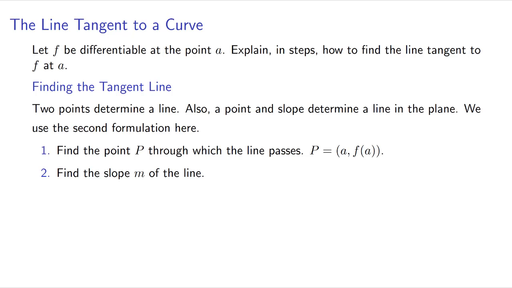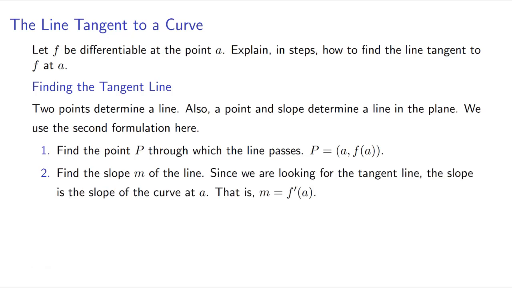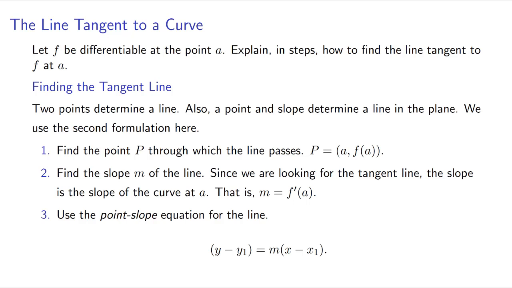Next, we want to find the slope of the line. The slope of the line is going to be the derivative of the function at that point, f prime of A. That's our slope. Okay, so the point-slope equation for the line, do you know it? Typically, you see it written like this. y minus y sub 1 equals m times x minus x sub 1, where x sub 1 comma y sub 1 is the point P which the line passes through.